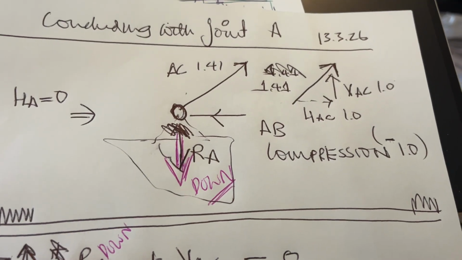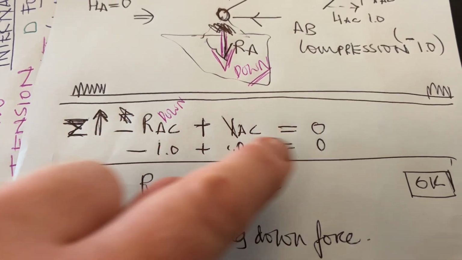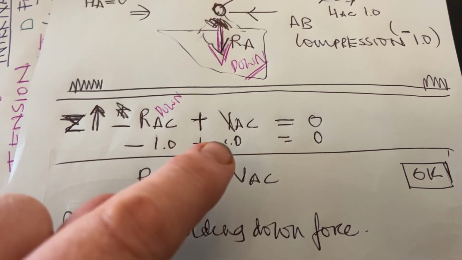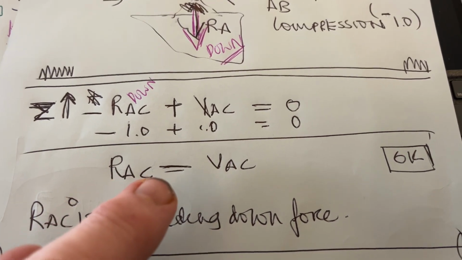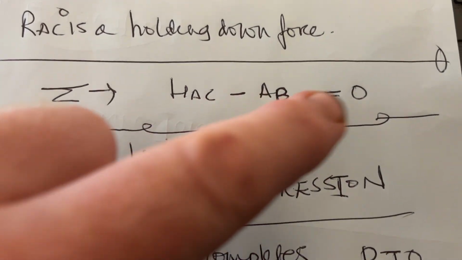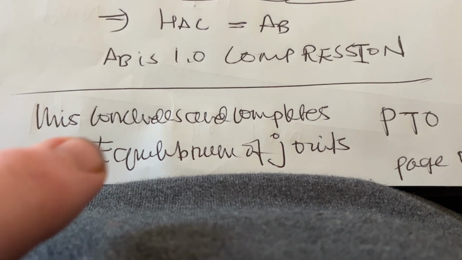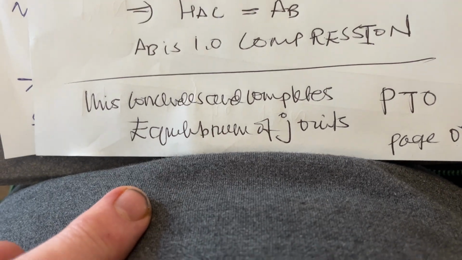So we've got vertical equilibrium. The VAC is 1, so minus RAC down plus VAC up is 0: minus 1 plus 1 equals 0. That's correct, RAC equals VAC. RAC is a holding down force. Checking horizontal equilibrium, HAC minus AB equals 0. HAC equals AB. AB is 1 in compression. There, so we have it. This concludes and completes equilibrium of joints.